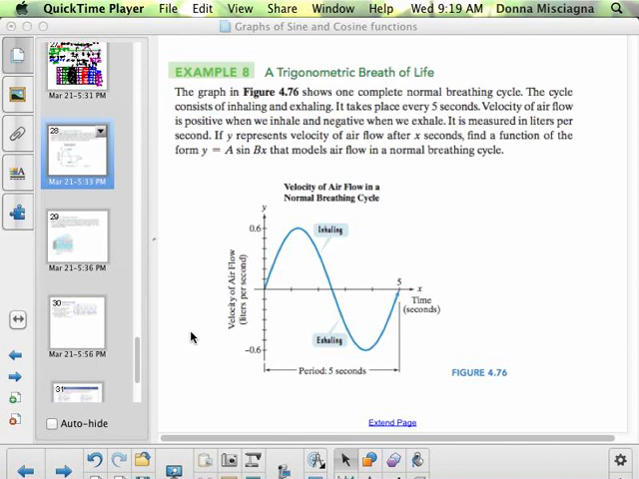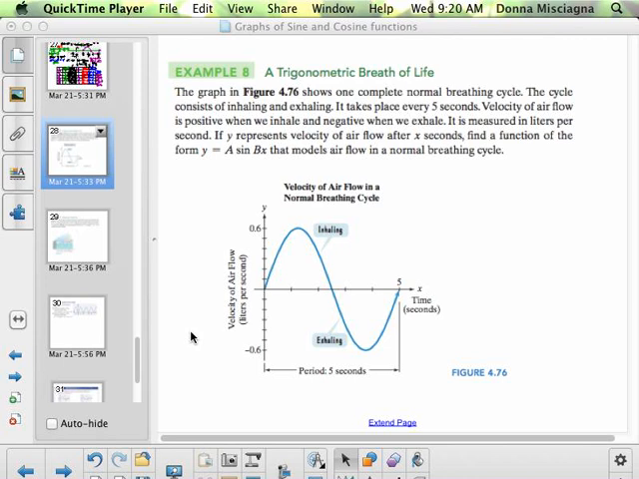If y represents velocity of airflow after x seconds, find a function of the form y equals a sine bx that models airflow in normal breathing. Right, so first of all, they told us here that the model to use was sine. But even if they didn't, if they don't tell you, you get to choose. Choose the one that's the easiest.